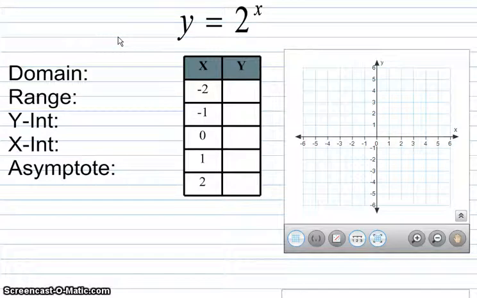Okay, for today's video, we'll be talking about exponential growth of functions. So we are given our equation. We have y equals 2 to the x, and we're going to have to go through and do several things. We're going to determine a table of values to help us create the graph of the function, which we're then going to use to interpret using these 5 characteristics of it.